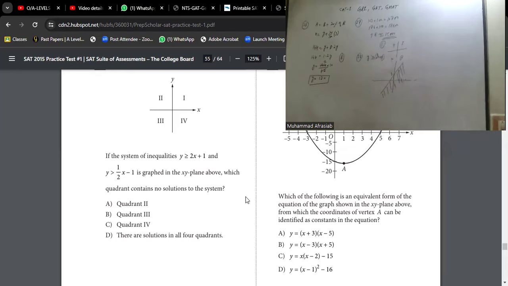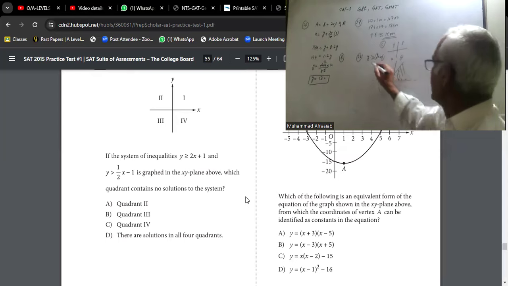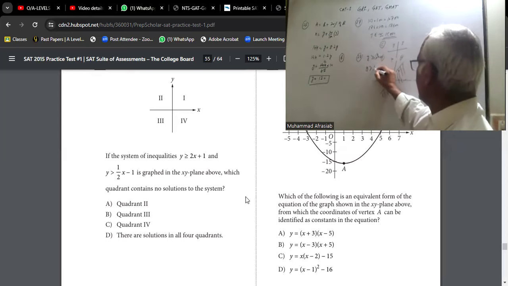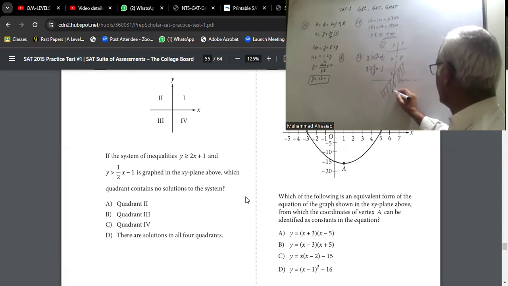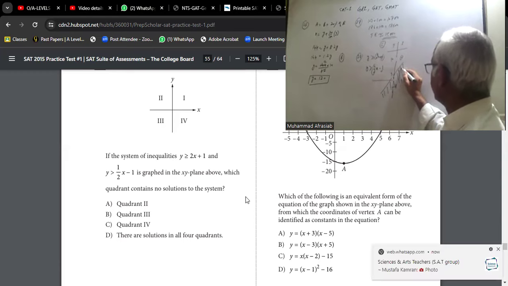And the next is y is greater than half x minus 1. Again, slope is positive and the y-intercept is negative. So it is at minus 1. So it is like this.